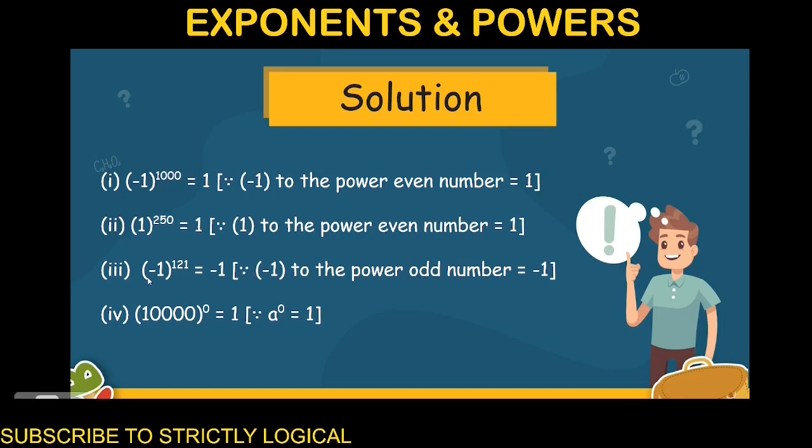So whenever you have negative 1 and in its power, if you have a very large even number or odd number, you can write the respective result. In case of minus 1 to the power even number, 1 will be your answer, and if the power is an odd number, you will get minus 1 as the final answer. Next example, 10,000 to the power 0. We have seen that any number to the power 0 will always be equal to 1.